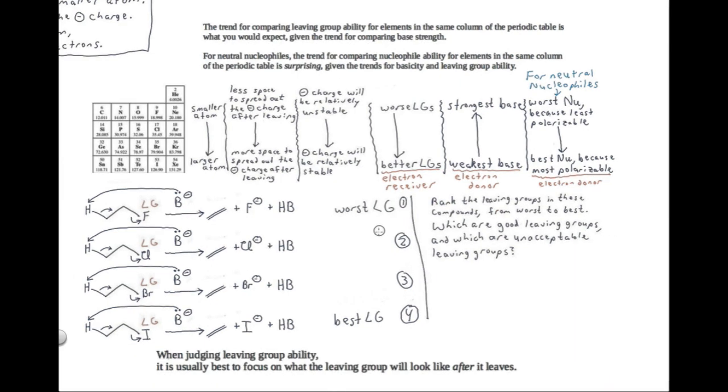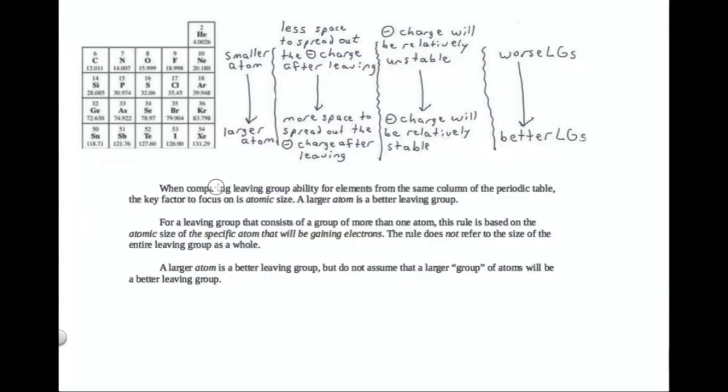Finally, let me remind you again that when judging leaving group ability, it's usually best to focus on what the leaving group will look like after it leaves. We saw how that was helpful when we were thinking about the trends for leaving group ability here. We have seen that when we're comparing leaving group ability for elements from the same column of the periodic table, the key factor to focus on is atomic size. A larger atom is a better leaving group.